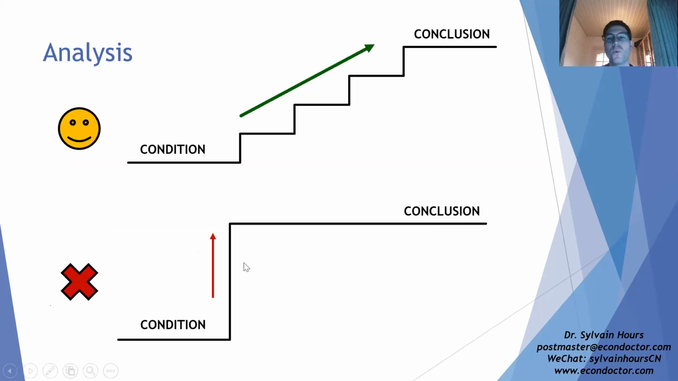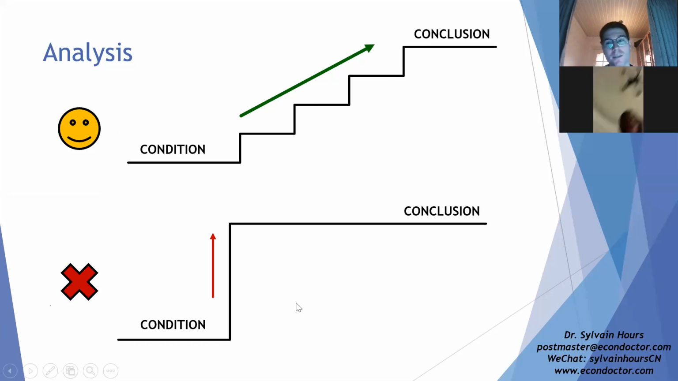So basically, there are two ways you can do it, okay? There is a good way to do it, where you start with the initial condition, and then you go step by step, okay? Small steps, easy to take. It's easy to move from one step to the other. So then we can reach the conclusion, and no problem. We understand how we have moved from the condition to the conclusion. That's a good practice.